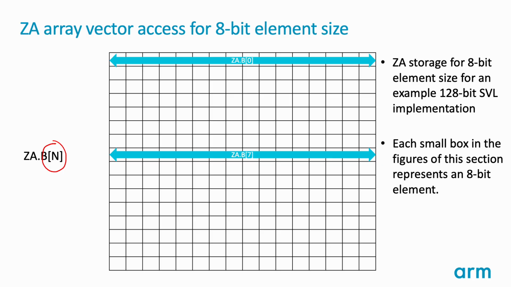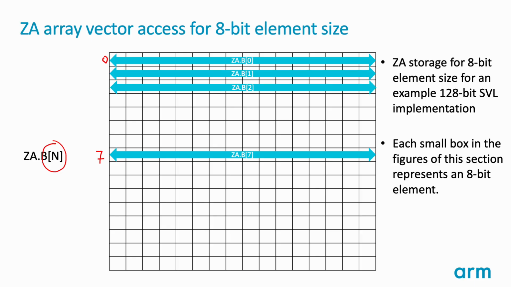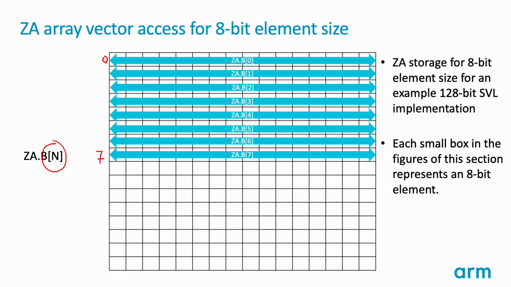ZA.B7 will give me access to the 7th row. The rows being numbered from 0, this will be 7. Likewise, B1 will access the 2nd row, B2 will access the 3rd row, B3 will access the 4th row. This is for the 8-bit element size.